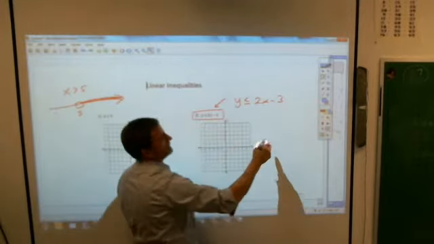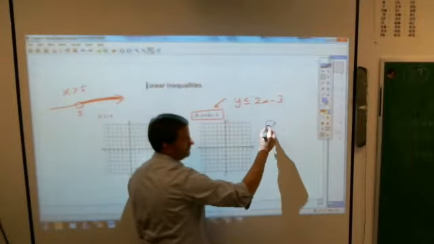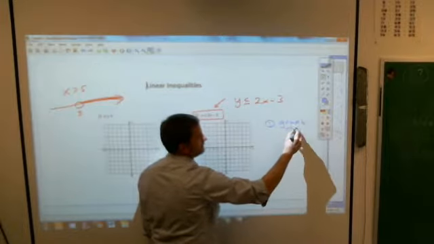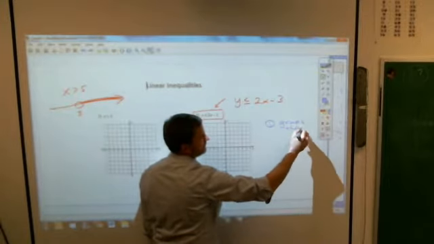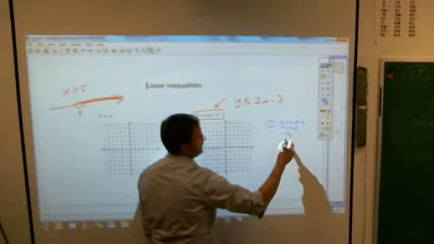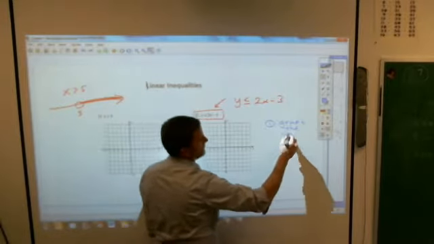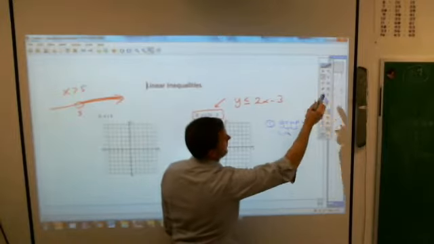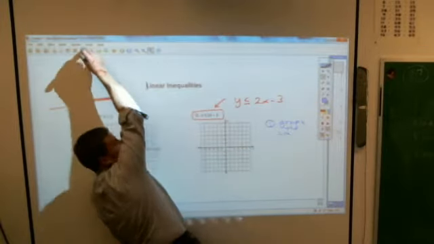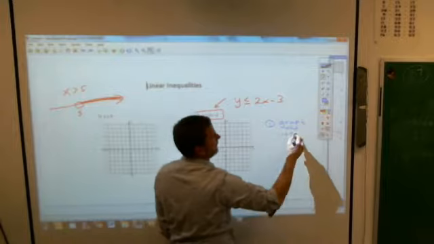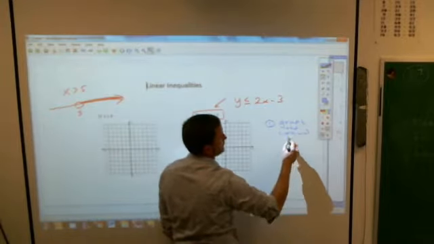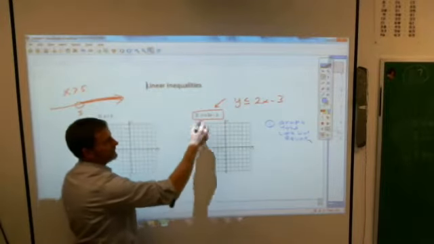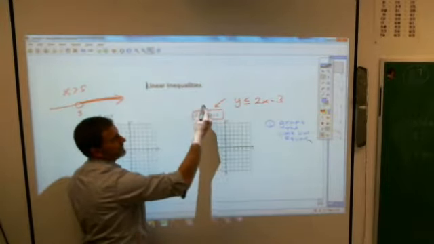So let me give this to you. Step number 1: graph the line like it is a linear equation, which it is. Pretend that this less than or equal to sign is just an equal sign.